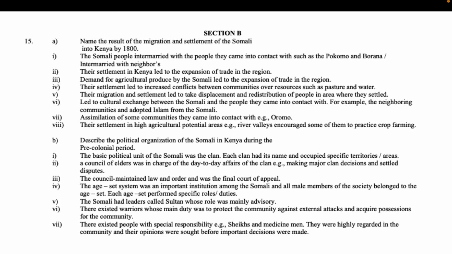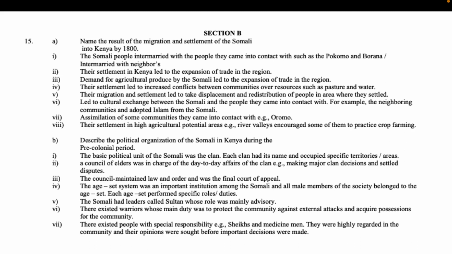15. A. Name the results of the migration and settlement of the Somali into Kenya by 1800. I. The Somali people intermarried with the people they came into contact with, such as the Pokomo and Borana, intermarried with neighbors. II. Their settlement in Kenya led to the expansion of trade in the region. III. Demand for agricultural produce by the Somali led to the expansion of trade in the region. IV. Their settlement led to increased conflicts between communities over resources such as pasture and water.